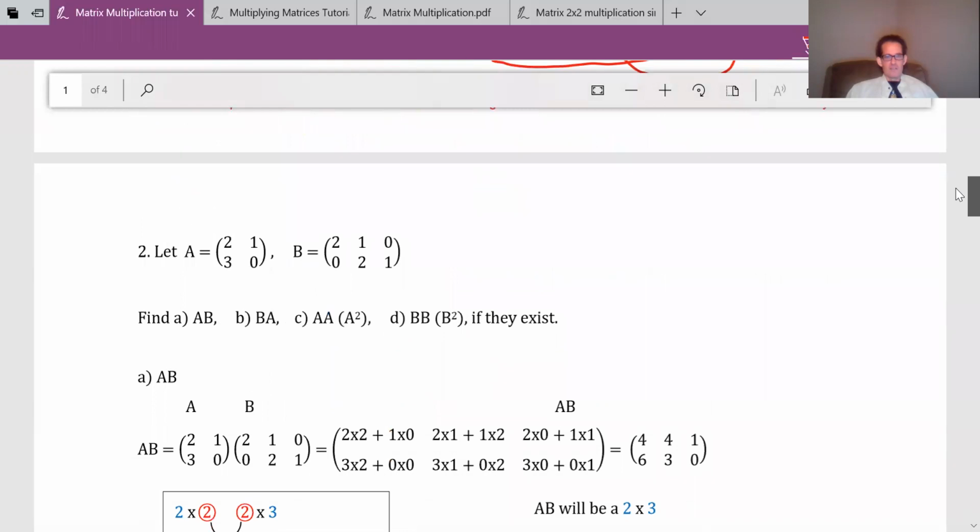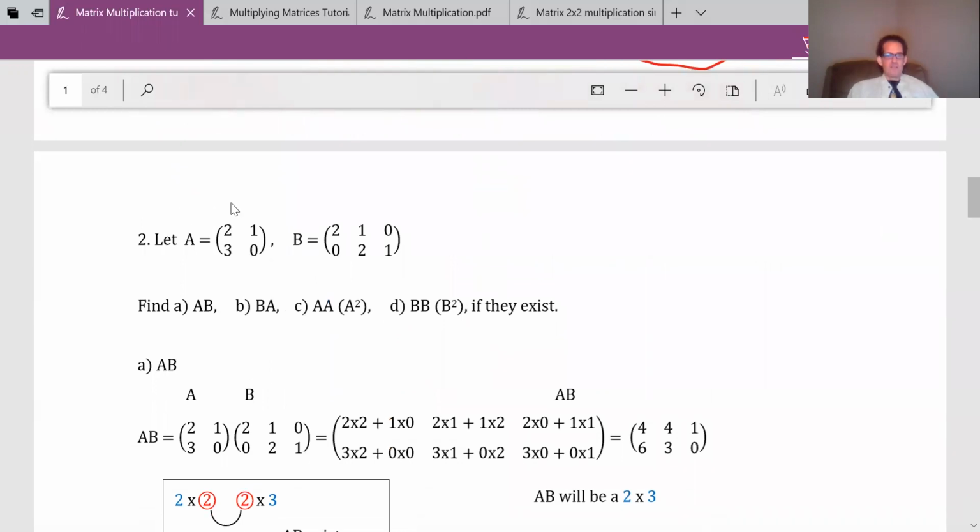Let's take a look at another. Okay, so this is matrix A, this is matrix B. The first thing you need to know is if they're definable, if you can multiply them. So this one is 2 by 2, and matrix B is 2 by 3.